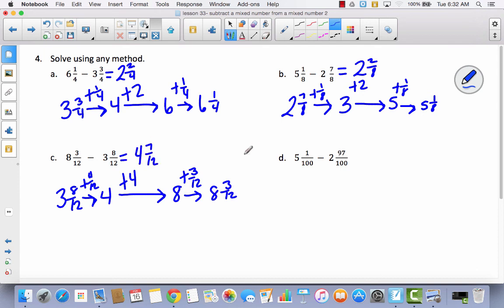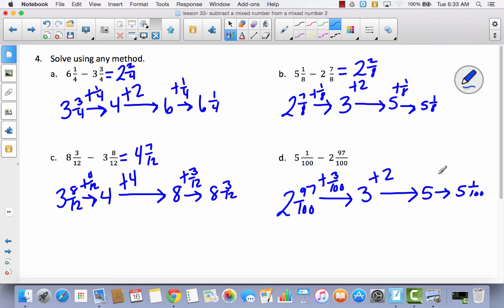Okay, I want you to pause the video and try to do this one all by yourself, and then come back and let's see if we get the same answer. All right, so I'm starting at 2 97/100. So I'm going to go to 3, which means I would have to add 3 hundredths, and I'm going to go from 3 to 5, which would be plus 2, and then from 5 to 5 1/100th, which means I'm going to add 1 hundredth. So 1 hundredth plus 3 hundredths equals 4 hundredths, so the answer would be 2 4/100.